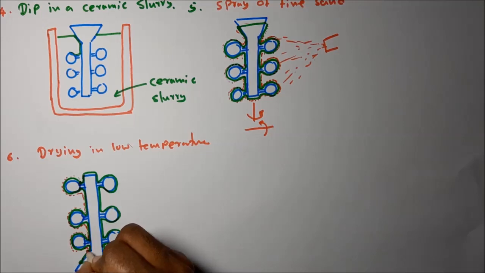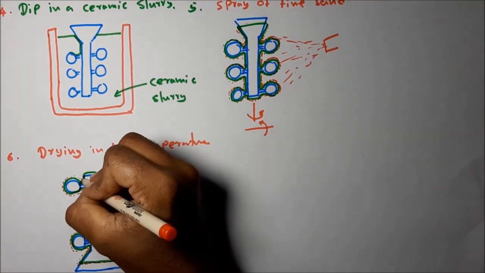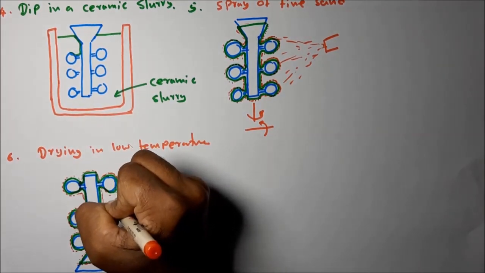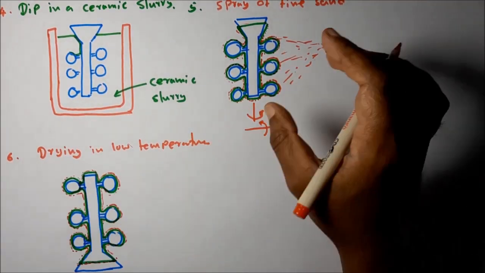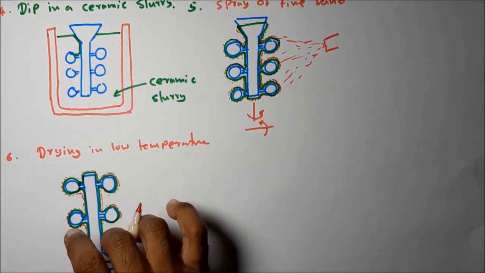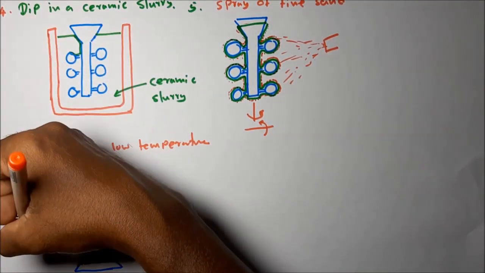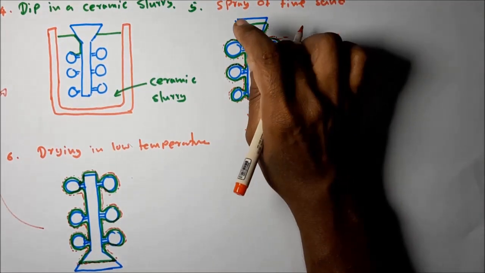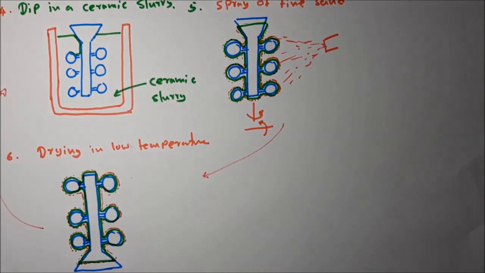After this has dried, the operation is repeated. That means the dried pattern tree is again dipped in a ceramic slurry, then fine sand is sprayed onto this shell. Again this is step 4: dip in ceramic slurry, spray fine sand, and allow it to dry.